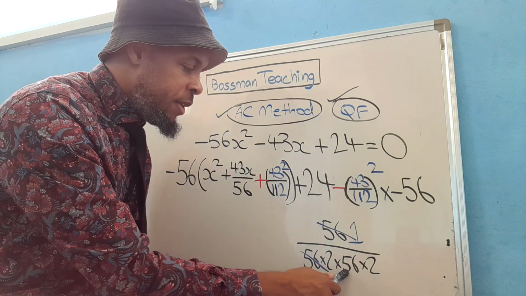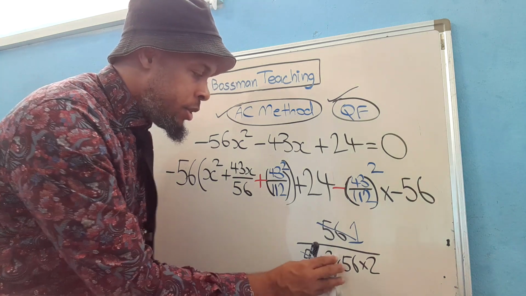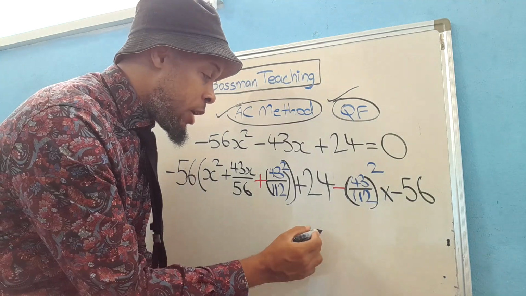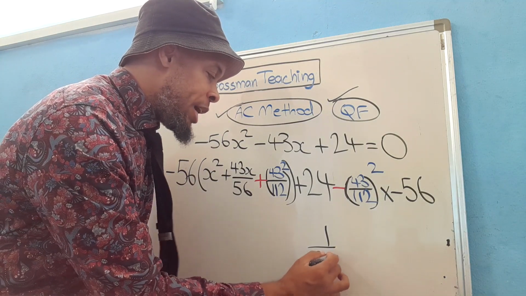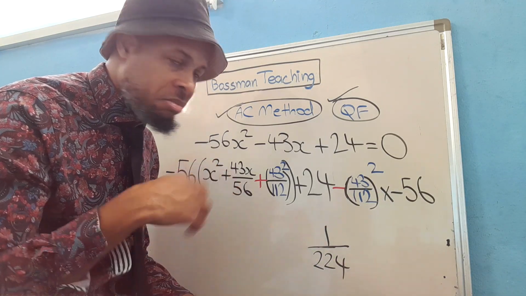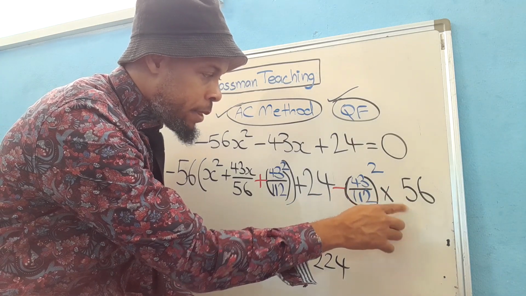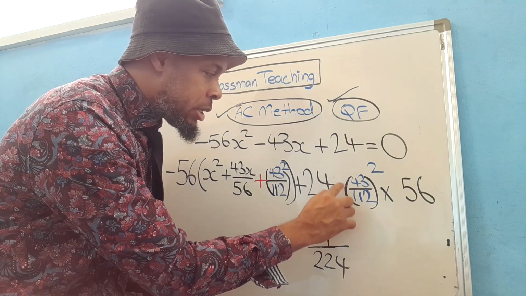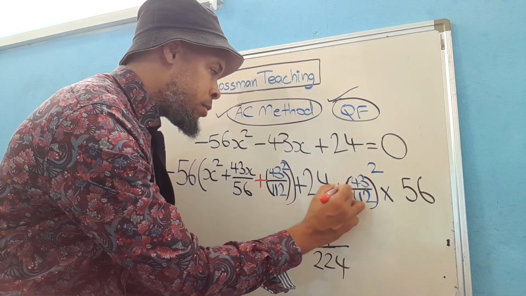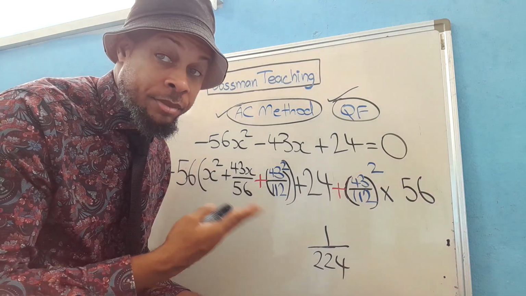Now, 56 times 2, 112. 112 plus 112 is 224. Therefore, the denominator is going to be 224. So you're going to have 1 over 224. Now, mind you, it was a minus 56, but here's the trick to this now. Minus times minus is a plus. So forget about that. A plus sign definitely comes right in. Yeah? Trust me.